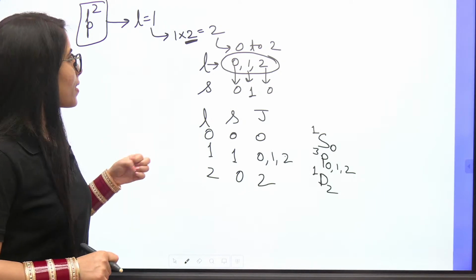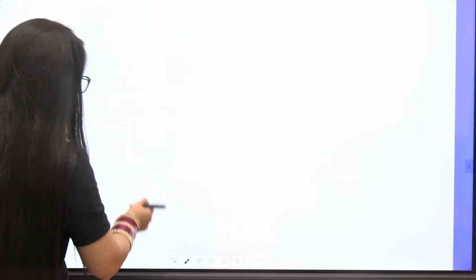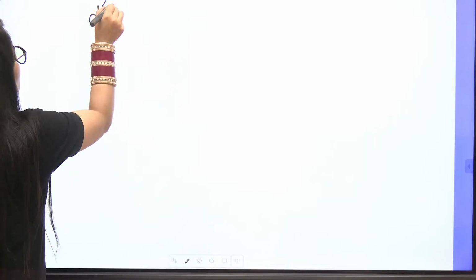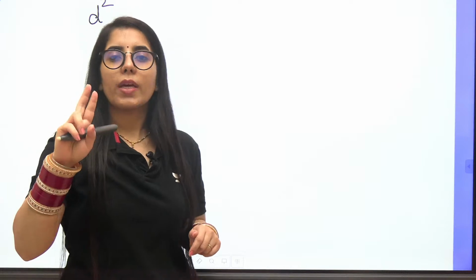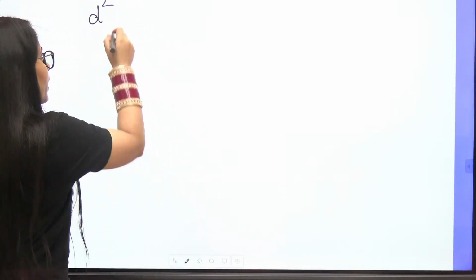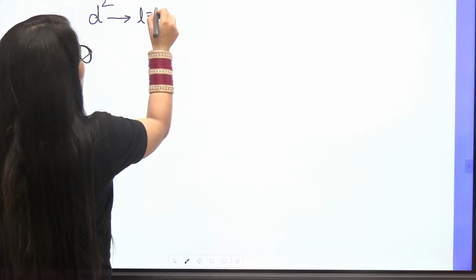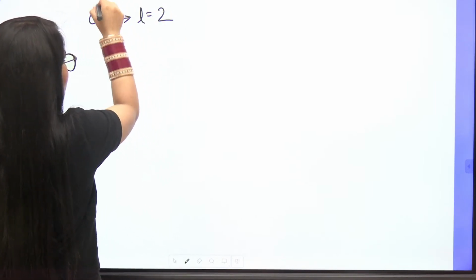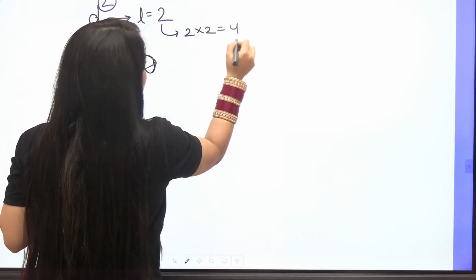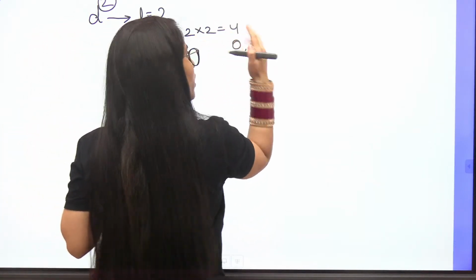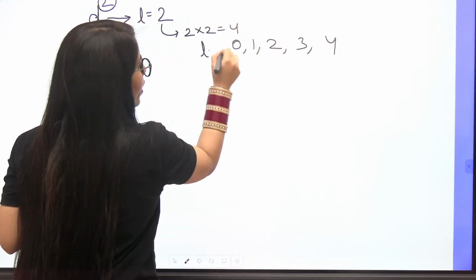So this is how you will be able to consider all the spectroscopic terms. And in the same way, I'll show you one more example for this case, which is d2. This is how you find all the spectroscopic terms, and this is only applicable for two equivalent electrons. The L value is going to be 2. Number of electrons is 2, so 2 into 2 is 4. I need to write 0 to 4, all the values: 0, 1, 2, 3, 4. These are the L values.